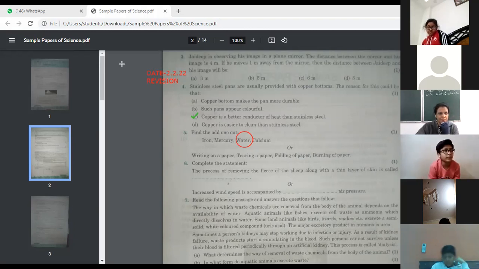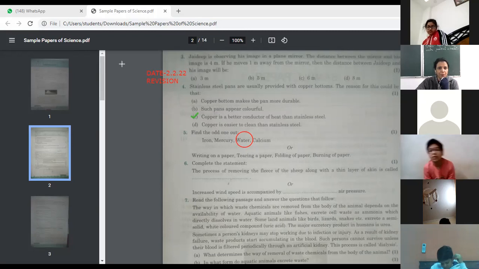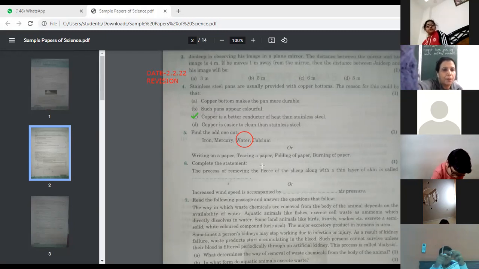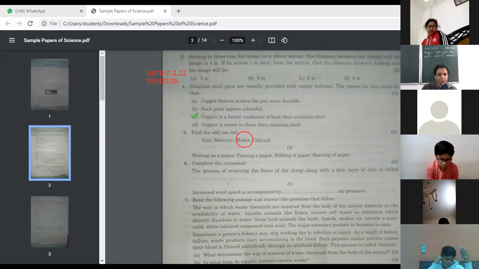Yes, ma'am. Okay, kindly mute yourself. When the water is the odd one out. Yes, children. But why, Utkarsh? What is the reason for it? Why is water the odd one out? Agreed totally. Then because iron, mercury, and calcium are minerals. Mercury is not a mineral.